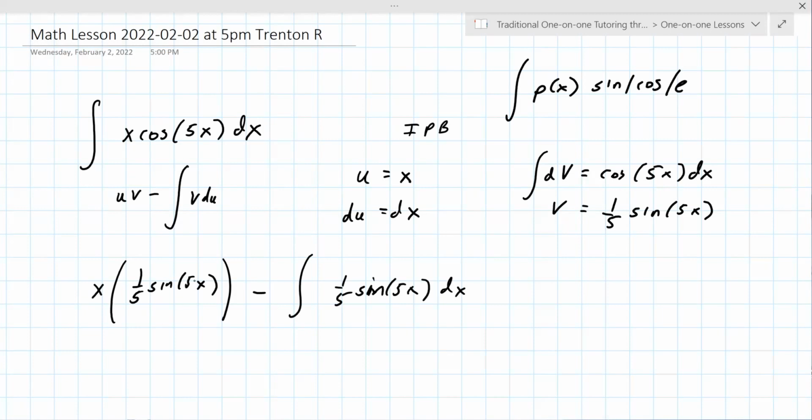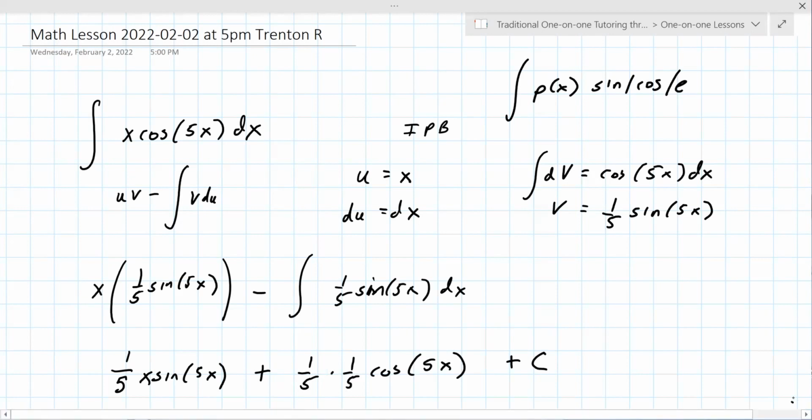So on the left, you are done integrating. You don't have to integrate, you just simplify: 1/5 x sine 5x. The one on the right, though, you do have to find the antiderivative of. The antiderivative of sine is minus cosine, so that becomes a plus. Because of this 5x inside here, you get another 1/5 out in front. And you can't forget that plus c. Super critical.